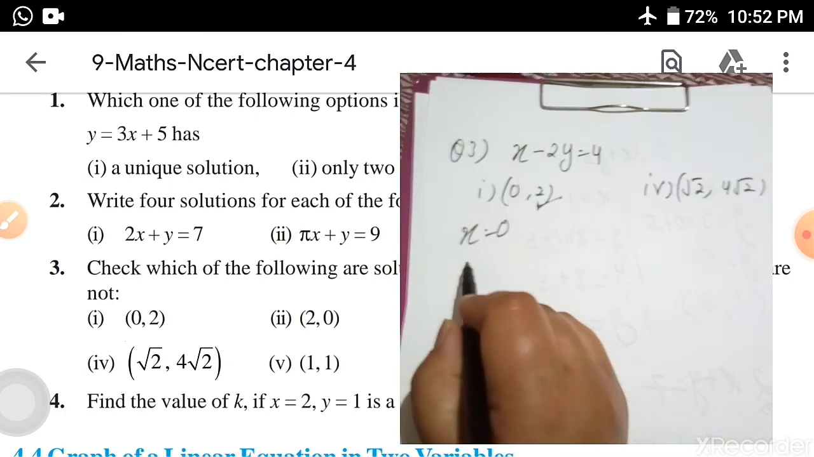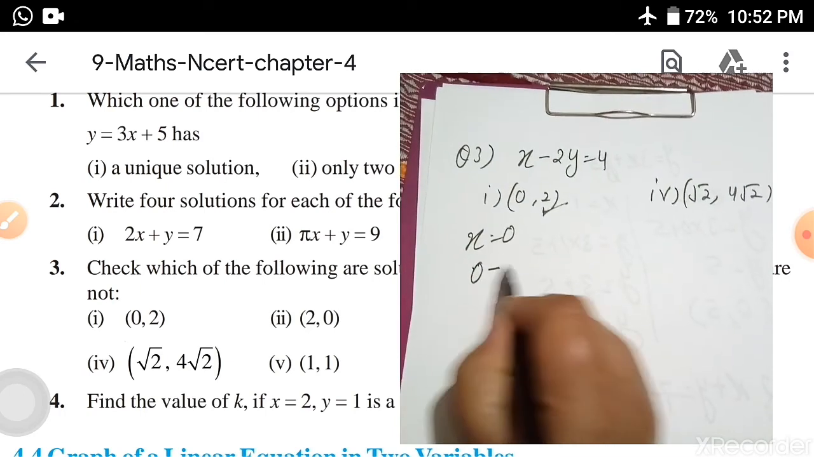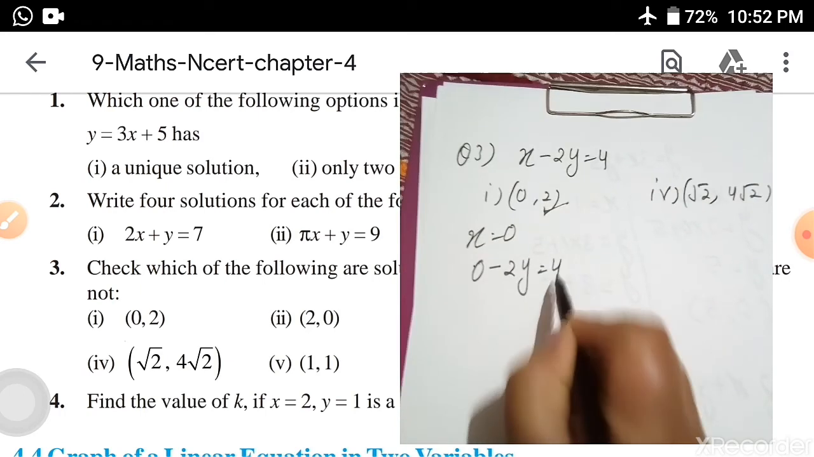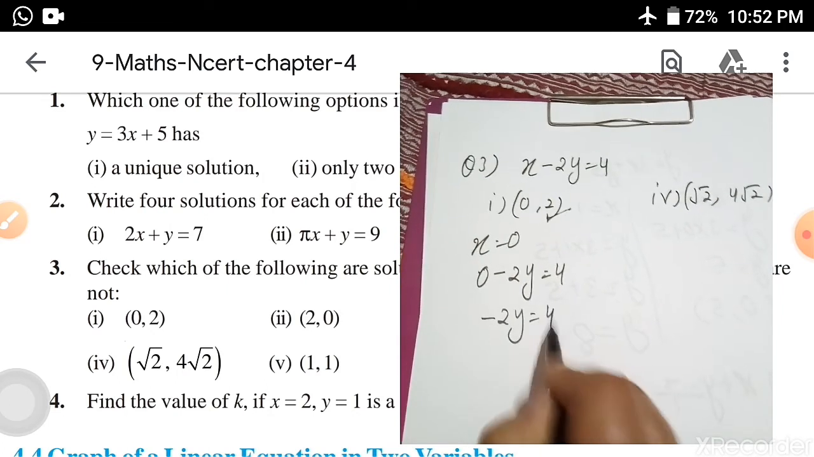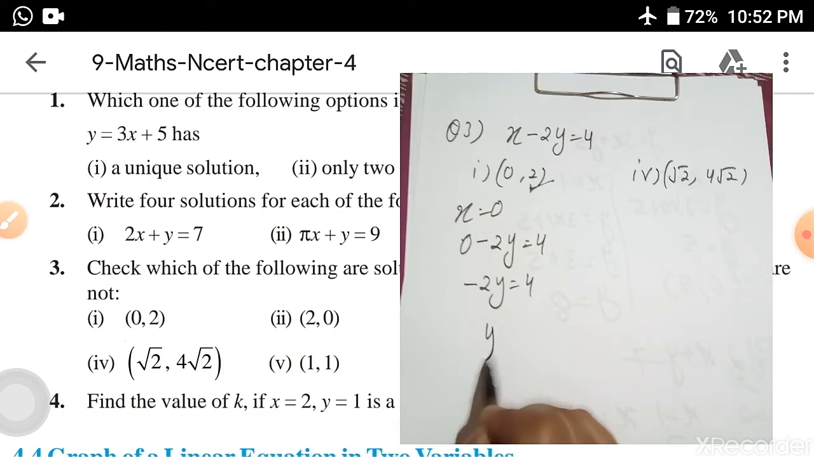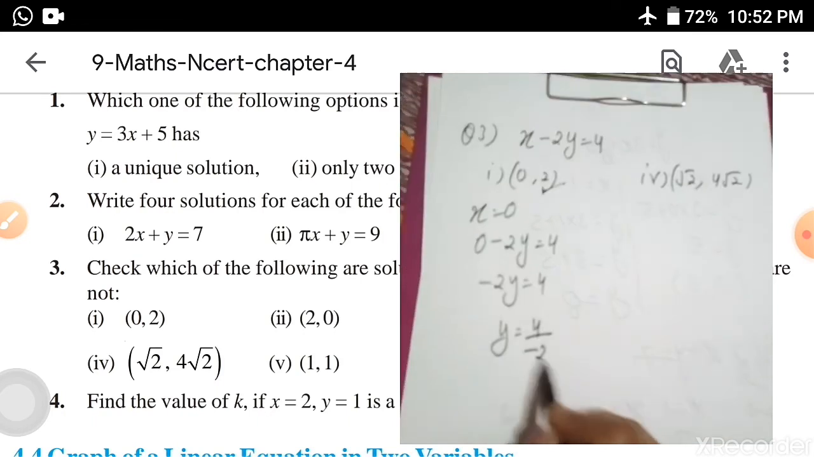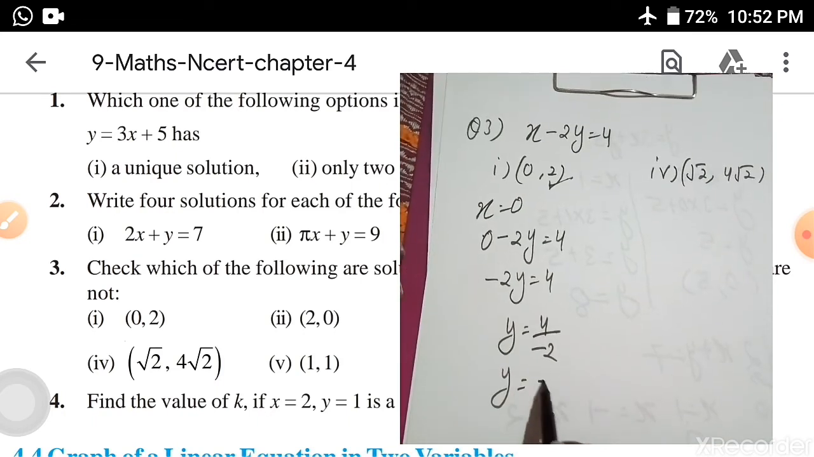See, we are putting x equal to 0. 0 minus 2y is equal to 4. Now you can see that minus 2y is equal to 4. That means y is equal to 4 upon minus 2. That means y is equal to minus 2.